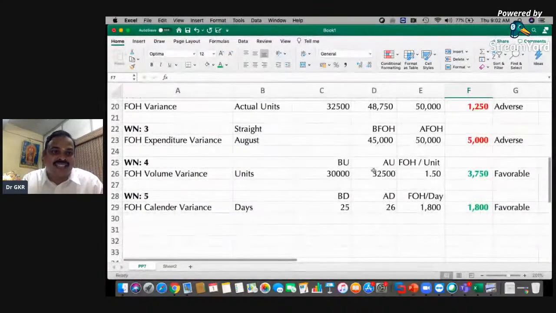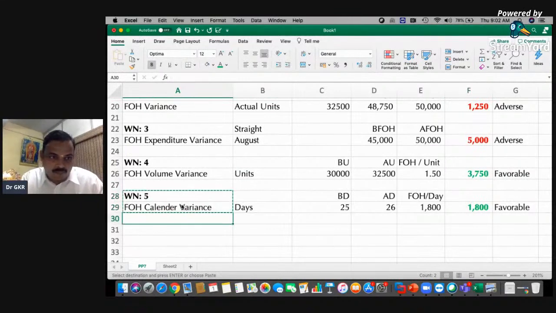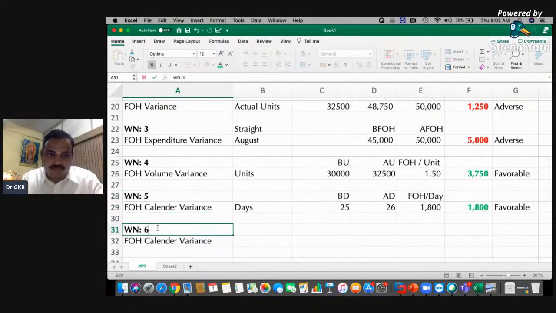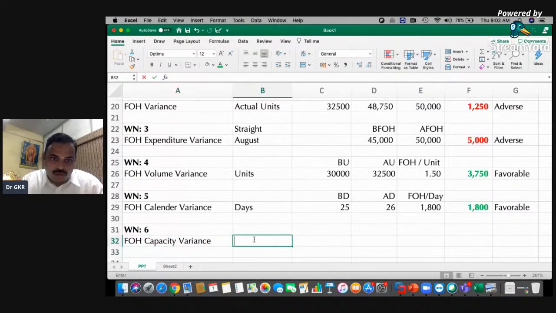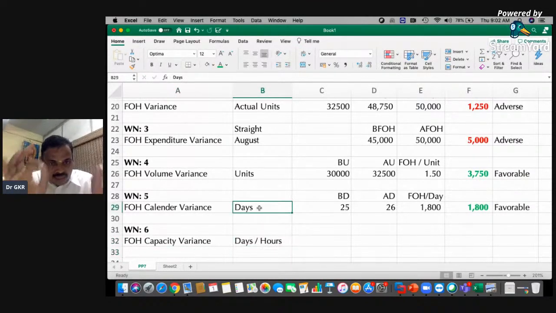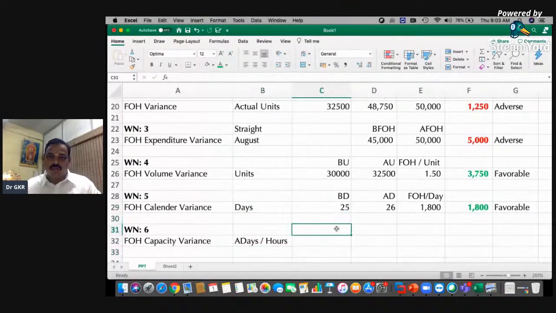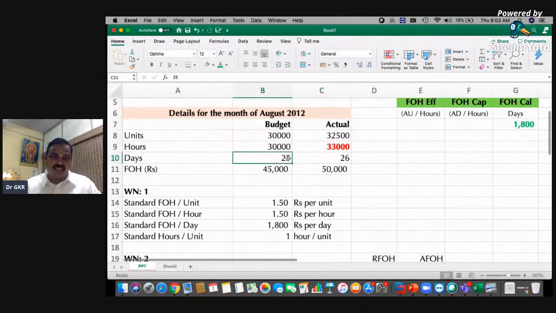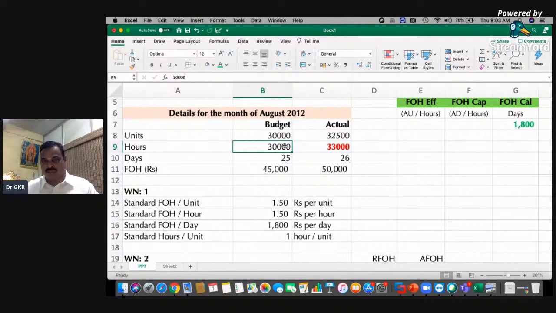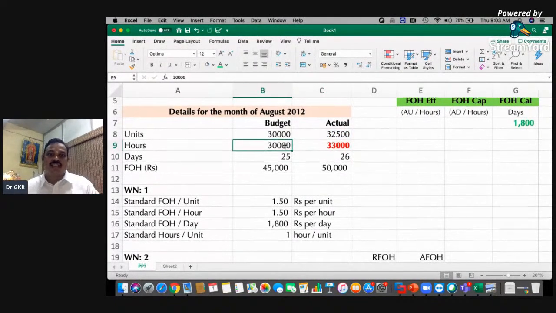Now let me go for capacity. Now remember the word capacity, guys. So days with respect to your hours. This is only days, that to actual days. Now for your actual days, how much should be your budgeted hours? For example, for 25 days, the hours is 30,000 hours.